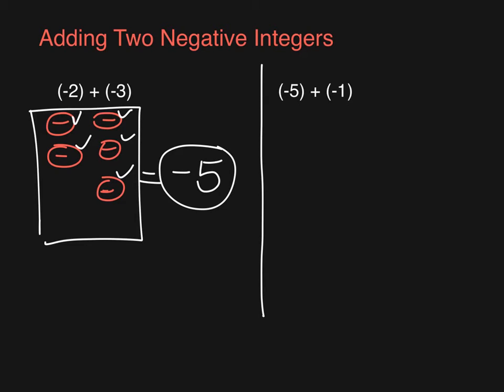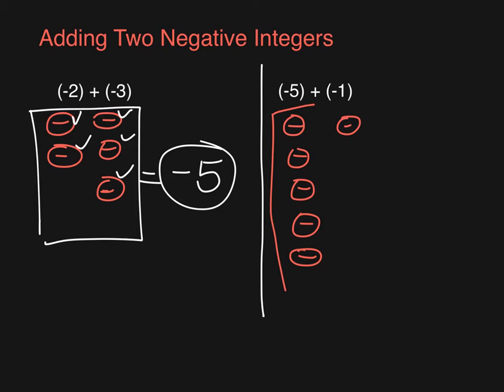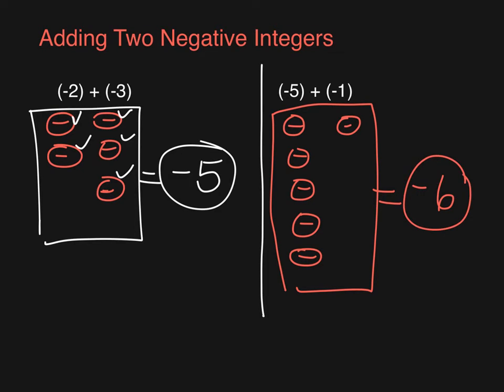And next we have negative 5, so that's 5 negative chips. 1, 2, 3, 4, 5, plus negative 1, so there's 1 negative chip there. Again, they are all the same. I can box them all together. So they are going to equal negative 6.